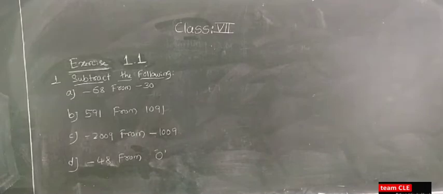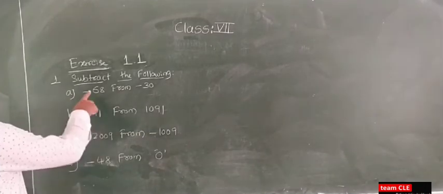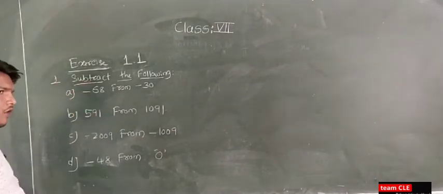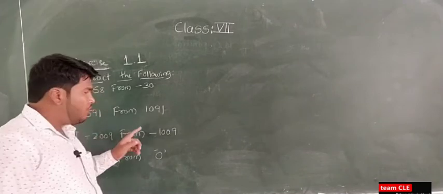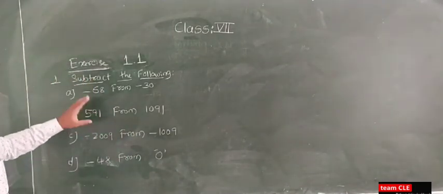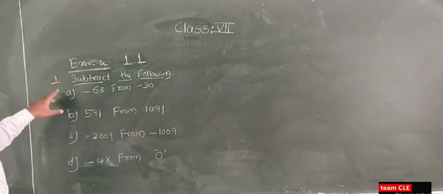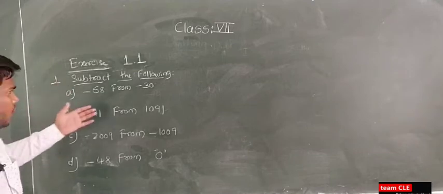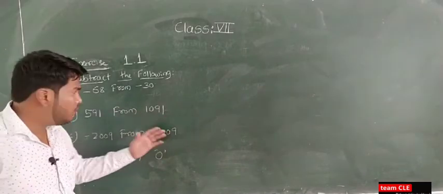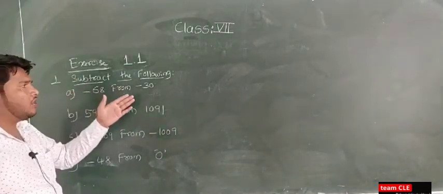So dear students, now I am going to solve exercise number 1.1, the first part, that is, subtract the following. In that first part, I am going to solve 4 examples from your exercise 1.1. There are 8 examples; 4 examples I am solving and 4 examples you have to solve by yourself. So how to solve, subtract the following.